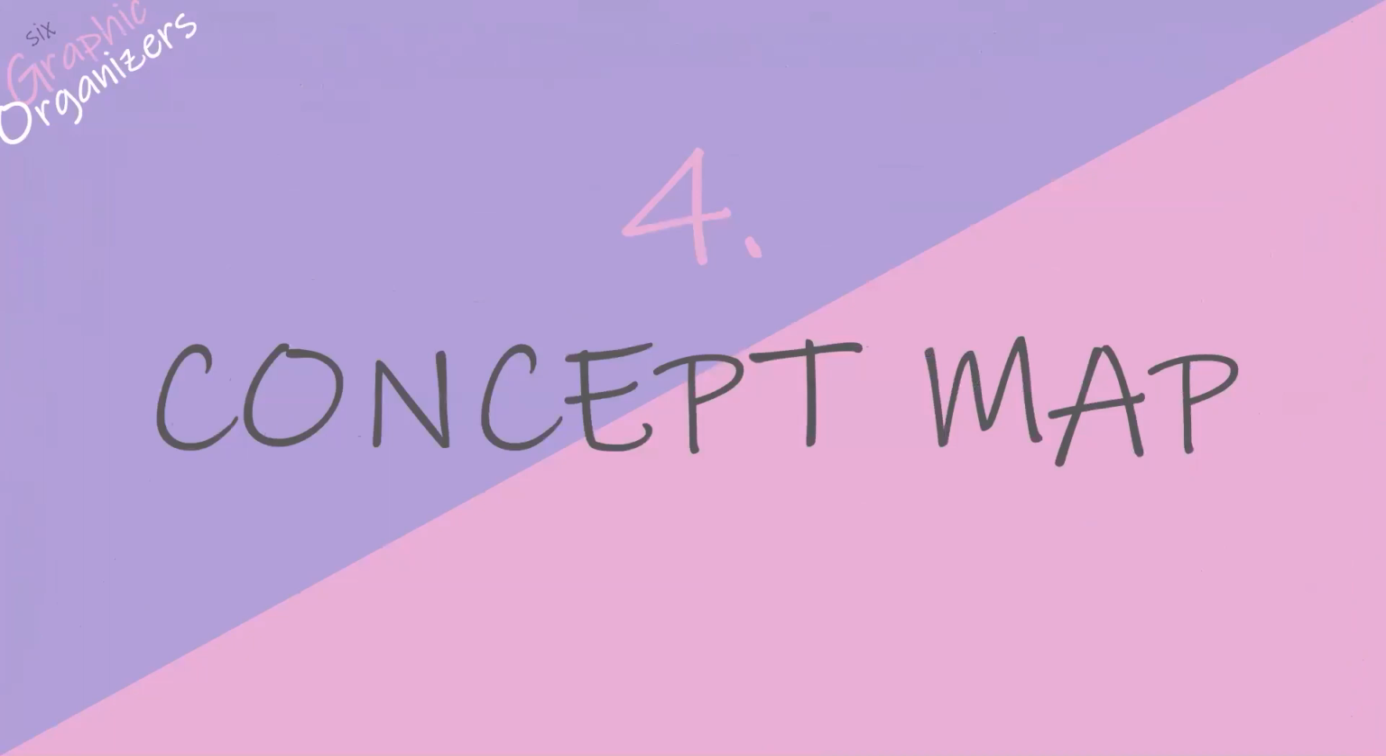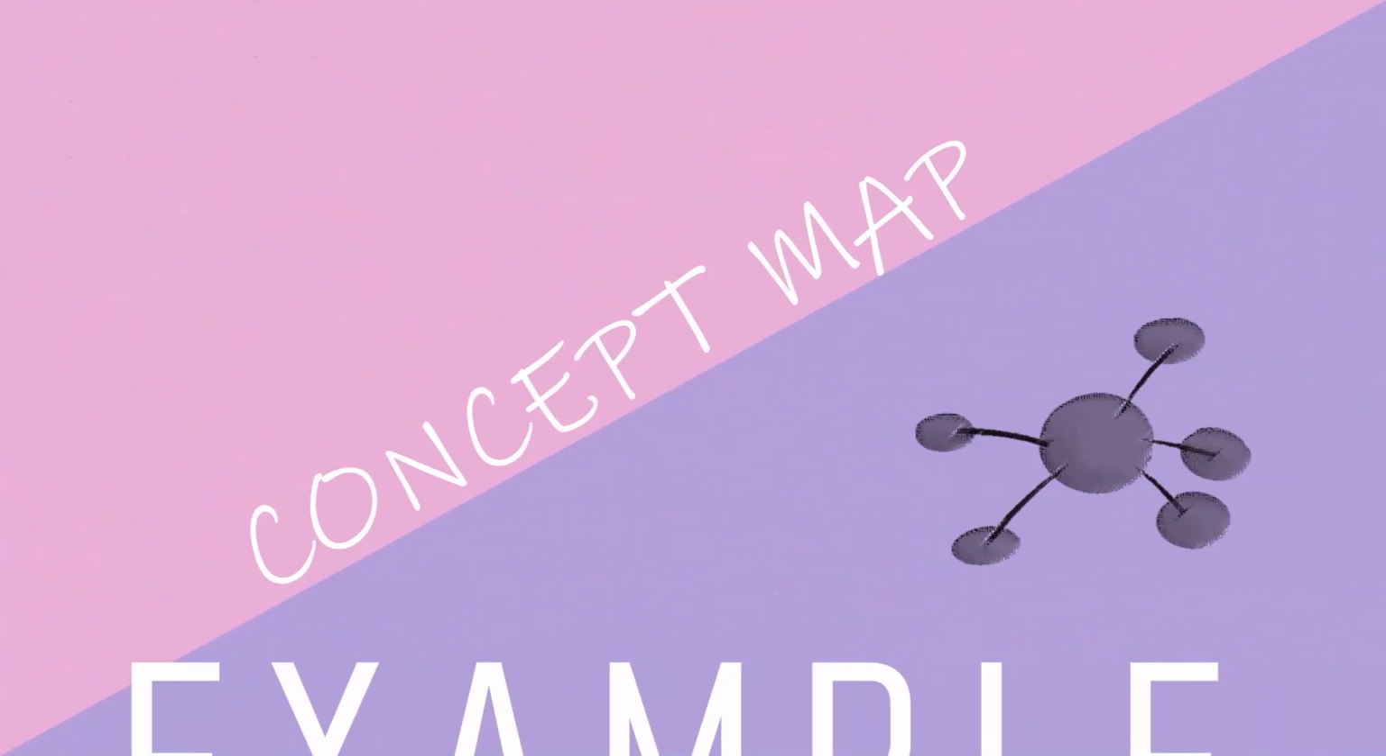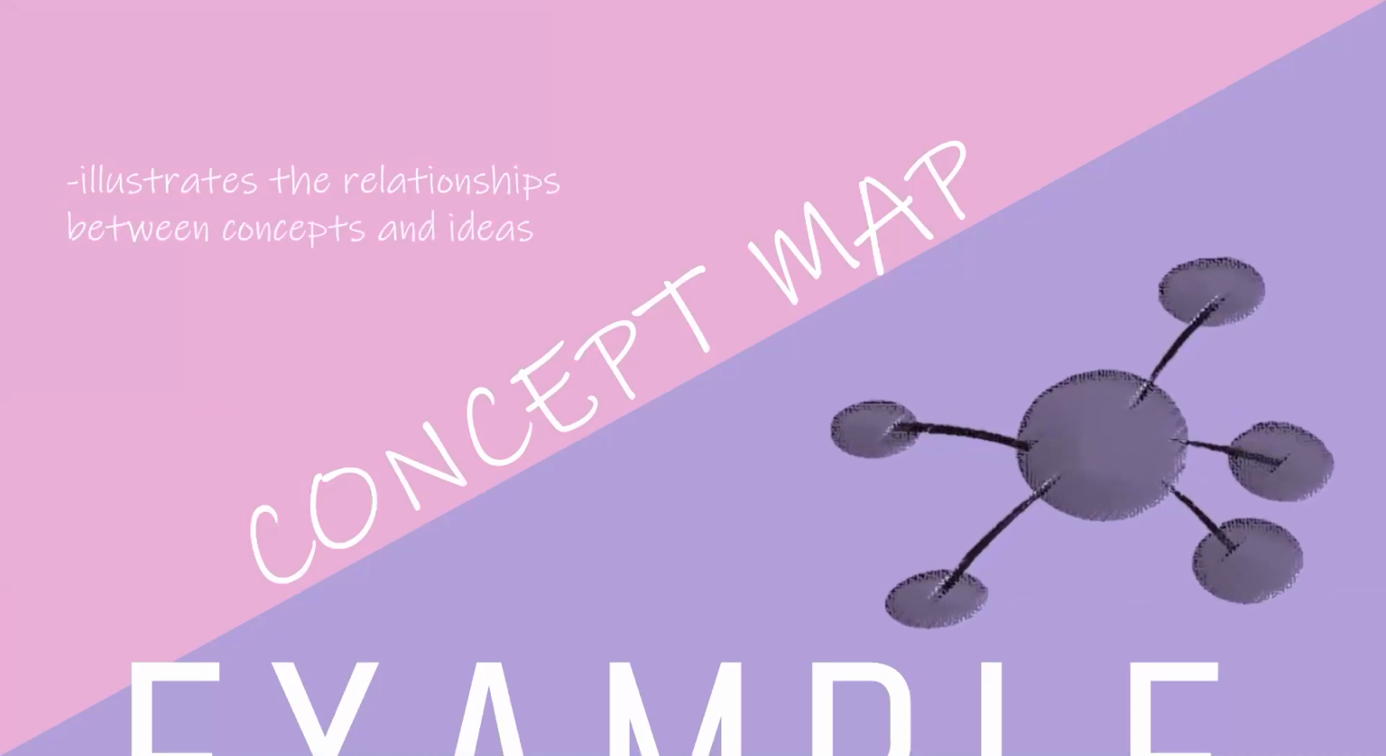Number 4, the concept map. Concept mapping visually illustrates the relationships between concepts and ideas. It is often represented in circles or boxes, helping the brain organize and structure thoughts to further understand information and discover new relationships.